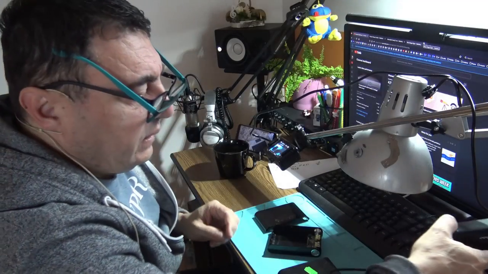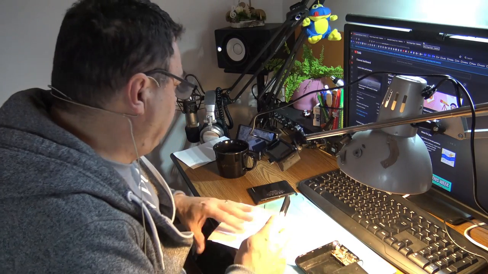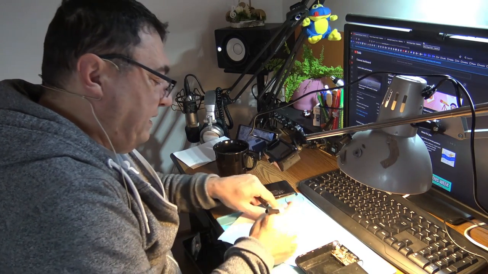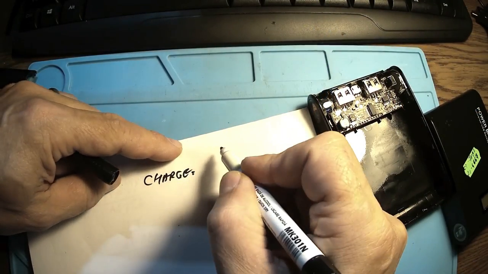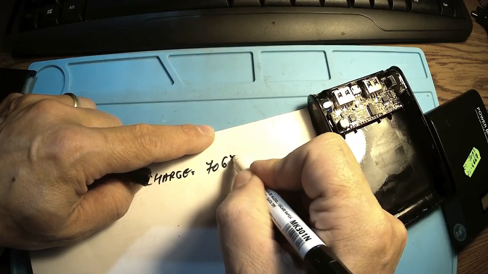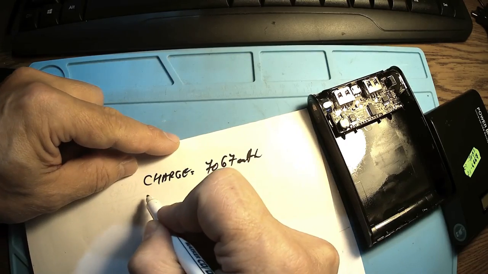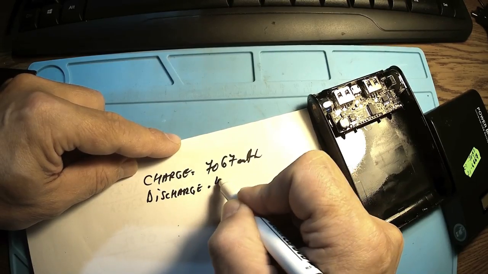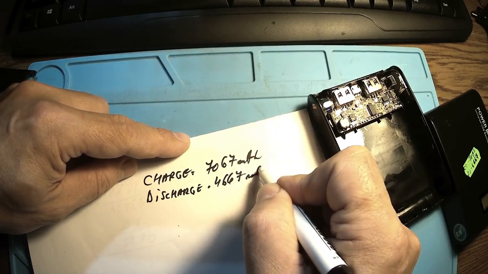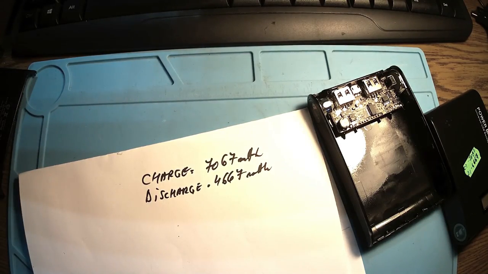Okay, and now let's have some numbers. So far I can say that it's a disaster. So we have a charge of 7,067 milliamp hours, and the discharge is 4,667 milliamp hours. All right, so now we can clearly have an efficiency.